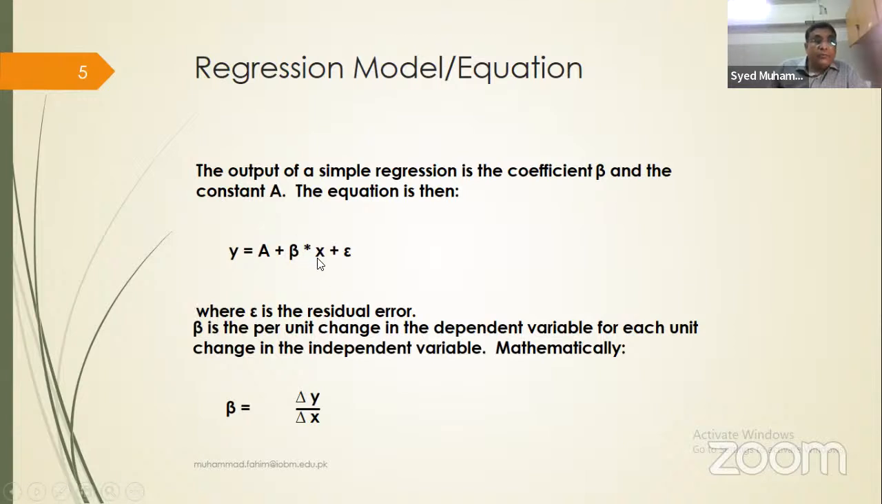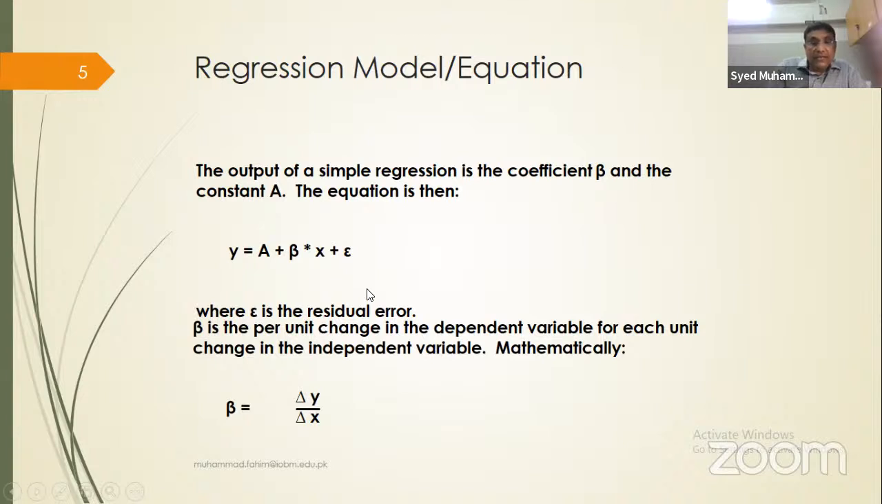Beta is the slope. How much change occurs in x, and as a result, how much change will occur in y. This is called beta. Suppose this is 0.3, it means a 100% change in x will bring a 30% change in y. So beta is the slope, the rate of change.